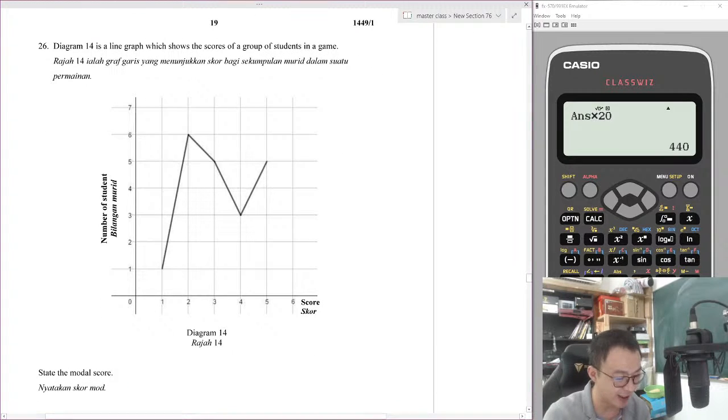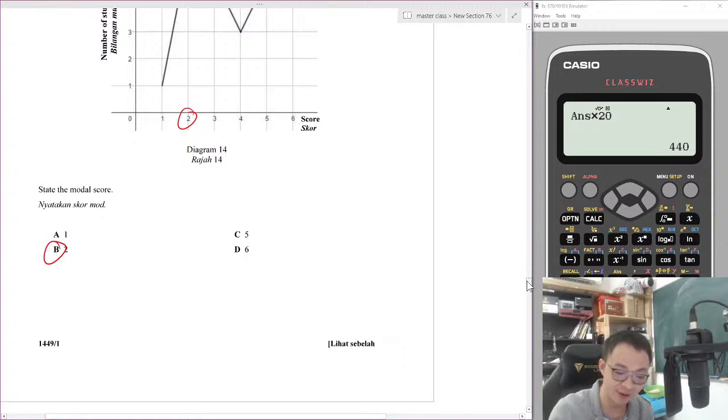Alright, so this one they ask about state the mode score. We look for the highest frequency, take the score value, which is 2. So the answer is B here.